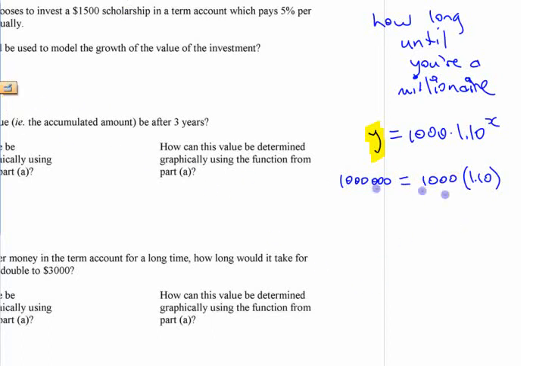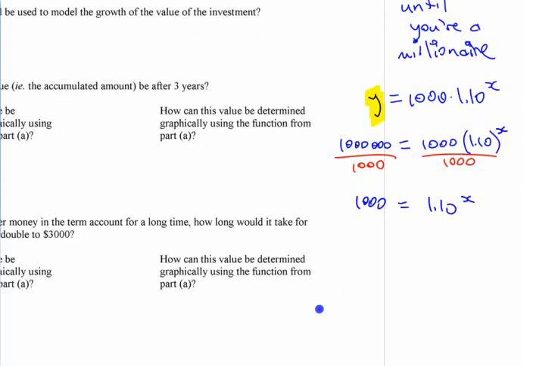Yeah, I would really think that dividing by 1,000 would be the best step here because of the numbers being so nice. So if you divide that, you get 1,000, you get 1.10 to the x. I lost my x here. Then you can use logarithms and figure it out, right? X times log of 1.10 equals log of 1,000.